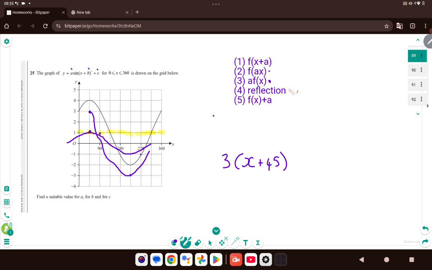Then we look at reflection, well, it hasn't reflected in the x or the y-axis. And then lastly, we've gone up 1 to this bit here. So plus 1. So that order you really need to memorise.